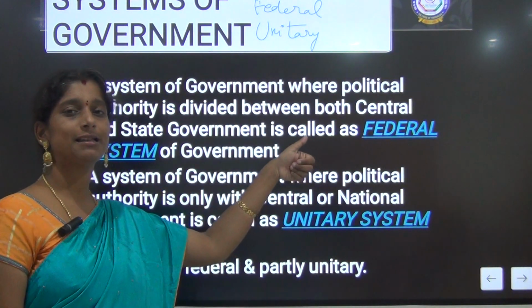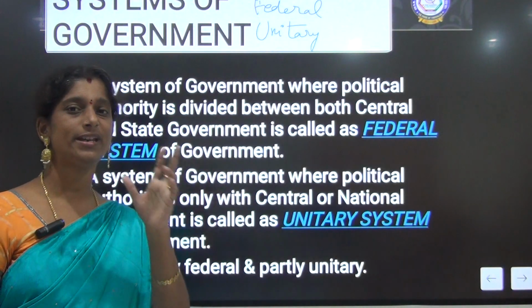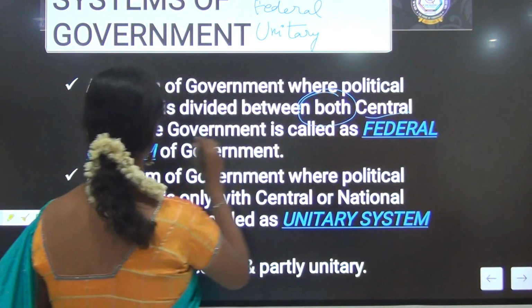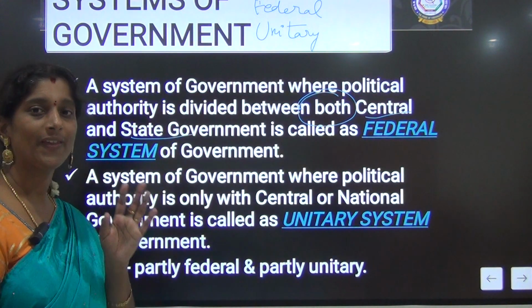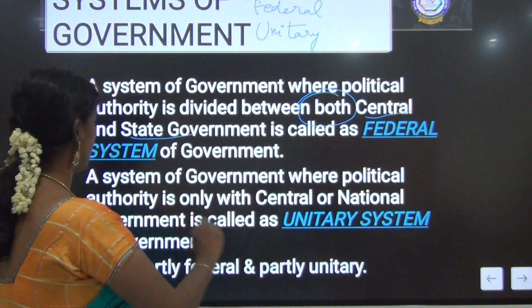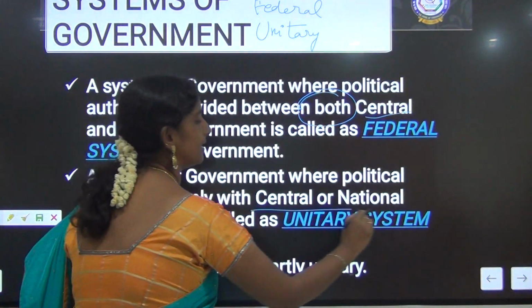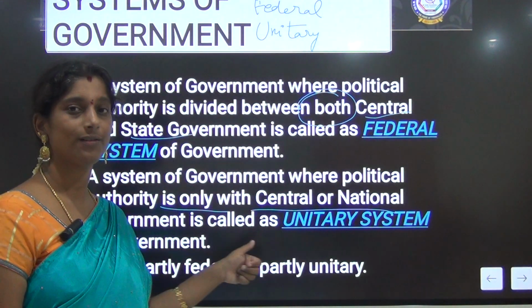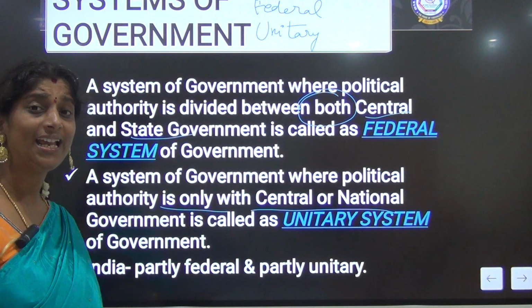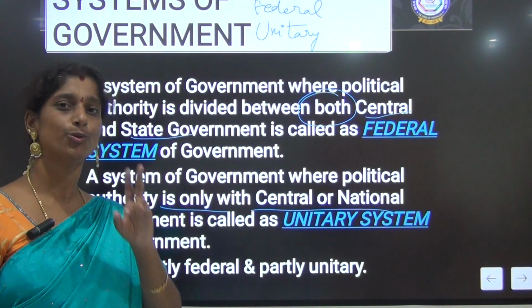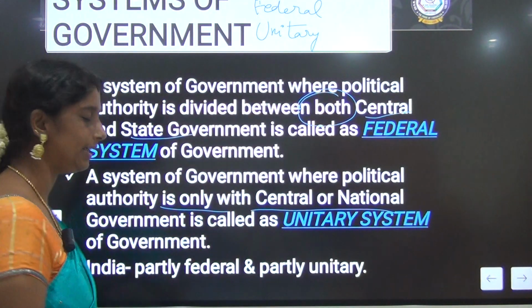So federal system is nothing but the power of the country is with both, okay, both central and state governments. That is federal system. And what about this unitary system? The power is only with central or national government. So that is unitary system. So for India it is partially federal and partially unitary. So both systems are there in India.